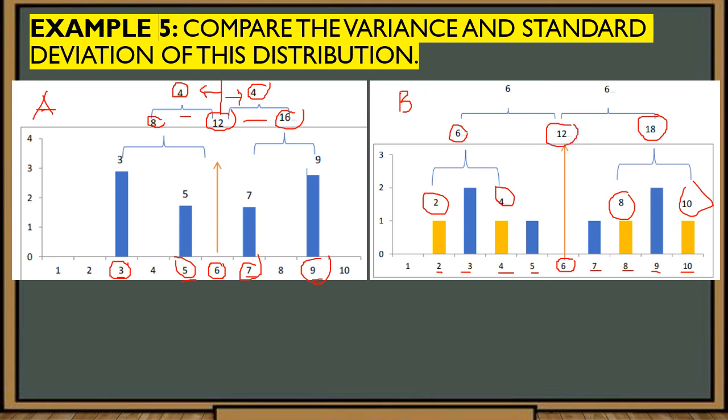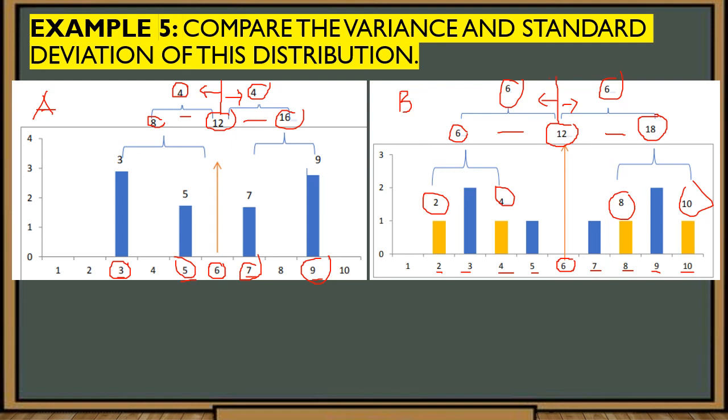To get the distance of the element from the mean, simply subtract. 12 minus 6 is 6. And on the right side, do the same thing: 18 minus 12, we have 6. So if you have noticed, the distance from the mean on the left side and also on the right side of the mean is equal to 6.